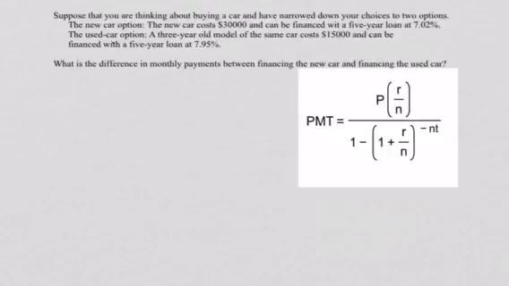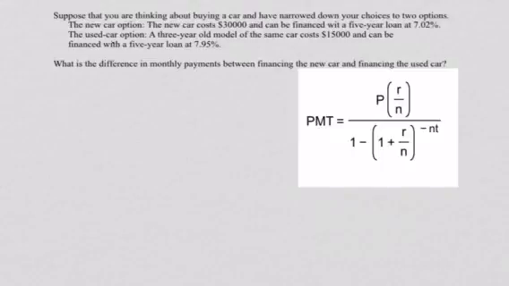Alright, so this problem says, suppose that you're thinking about buying a car and have narrowed down your choices to two options. The new car option, where the new car costs $30,000, could be financed with a 5-year loan at 7.2%, or a used car option where a 3-year-old model of the same car costs $15,000 and can be financed with a 5-year loan at 7.95%. So we want to figure out what is the difference in monthly payments between financing the new car and financing the used car. Okay, so first we have to find the monthly payment for the new car.